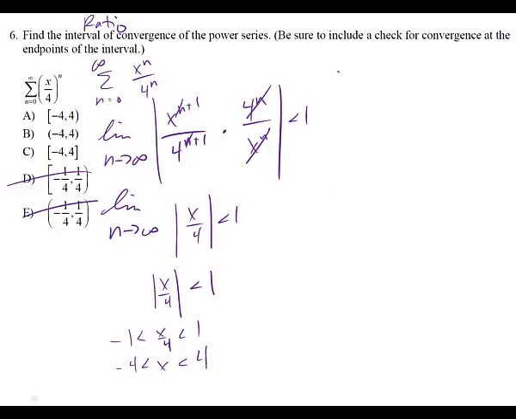So, the next thing, I have to check my endpoints in order to decide if it's going to be parentheses or brackets. So the way I do that is I put my endpoints into that, okay? And I do one of my series tests on it. Okay, this is probably why you need your flowchart. Okay, so I'm going to go for x equal to -4 first.